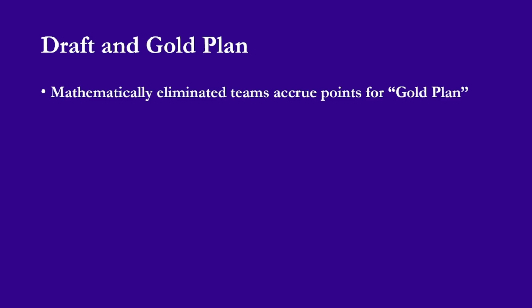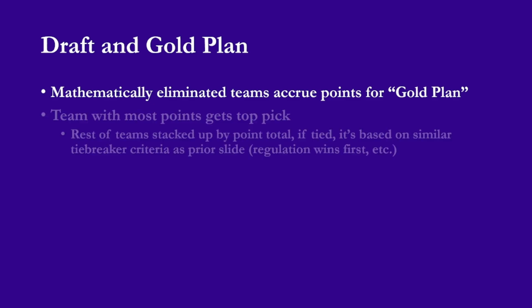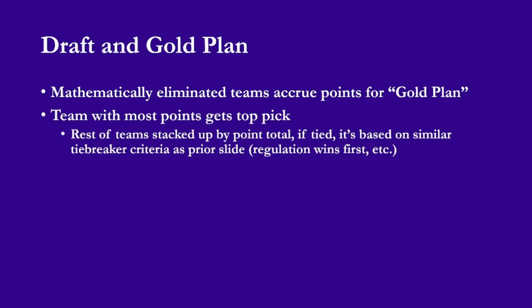In other leagues, it's often that a team with the worst record gets the top pick in the draft, or there's some sort of lottery system with odds based around the final season standings. But in the PWHL, once a team gets eliminated from playoff contention, they can start earning points for their draft position. All points they pick up after elimination goes toward what's called a gold plan. The team with the most points after elimination gets the top pick.